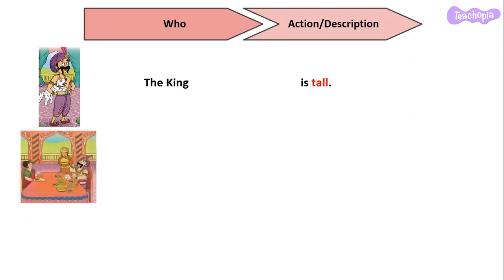In block 1, I want to talk about the queen. In block 2, I want to address the action that the queen is doing or the queen did, that she sat down and ate. So in block 2, my action will be sat down to eat. So my sentence will be the queen sat down to eat.